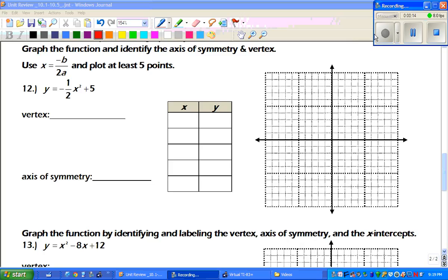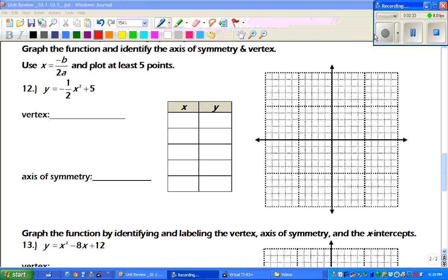Now, number 12 says to graph the function and identify the axis of symmetry and vertex. Use x equals the opposite of b over 2a and plot at least 5 points. Alright, let's get started with this.